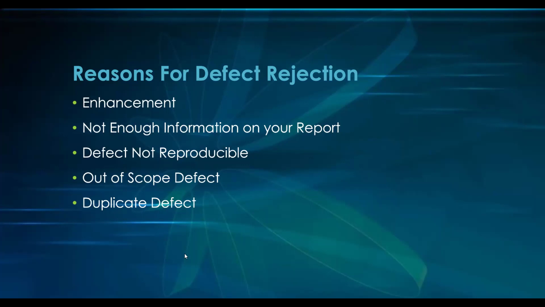And defect not reproducible: you have to be thorough while testing. You have to go the extra mile while testing. And then out of scope: follow your acceptance criteria. Follow your acceptance criteria. Duplicate defect: if you have more than one tester on a team, there has to be effective communication between you and your fellow testers, or between the testing team, so as to avoid duplicated defects. Next slide, please.